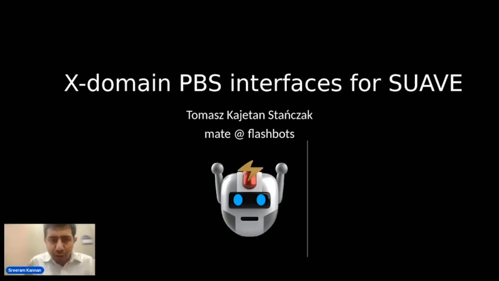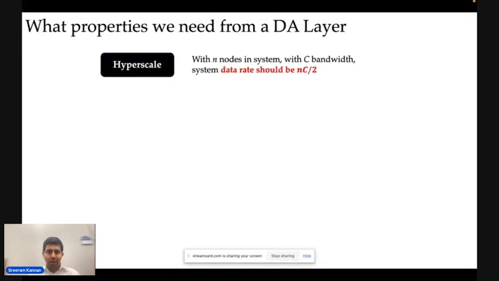Okay, what properties do we need from a DA layer? We need the DA layer to be hyperscale. Okay, what do we mean by hyperscale? We want the bandwidth of the system to grow linearly with the number of nodes. The more nodes in the system, the more throughput it should achieve. And what do I mean by nodes in the system? The nodes which are serving for data availability. The more the nodes, the better the system should be.